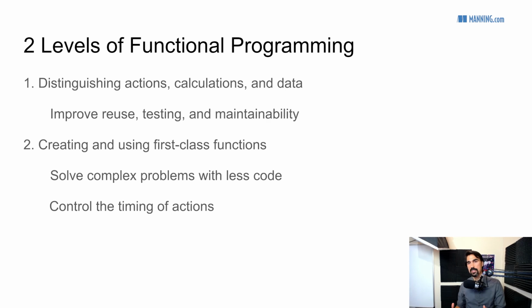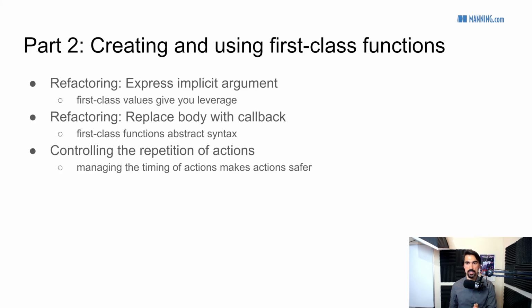So the first level was all about distinguishing actions, calculations, and data, and what's possible once you make that primary distinction that kind of defines functional programming. The second one is all about first class values, first class functions, and higher order functions. Once you realize that you can pass functions to other functions, and return functions from functions, there's a lot of stuff you can do. We're going to talk about some of those now.